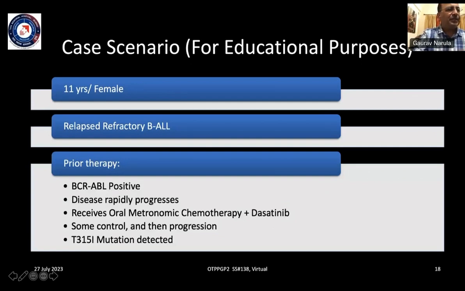So the disease starts rapidly progressing. We put her on metronomic chemotherapy, and for the first time, she starts getting a tyrosine kinase inhibitor. We get some amount of control, and then again it progresses. And this time we find that she's got a T315Y mutation. What is the T315Y mutation?